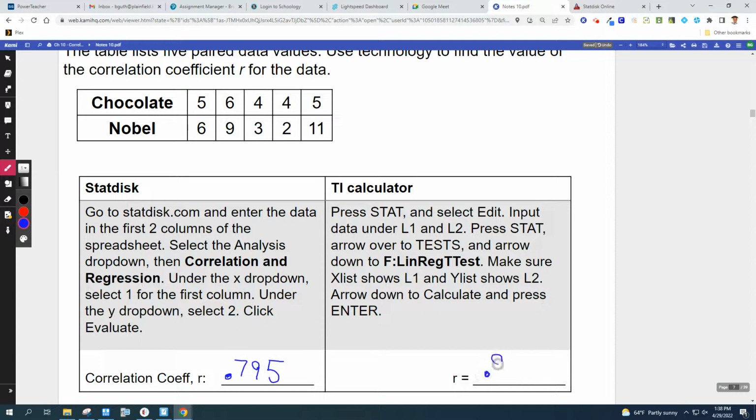It'd be the same thing, of course, if you do it with a TI. So feel free to follow those instructions on your TI and find the same thing. You'd have to find that correlation coefficient R. Now, let me back up a second.